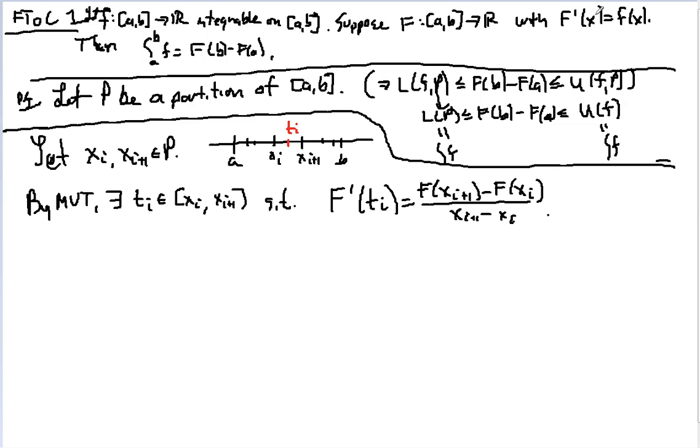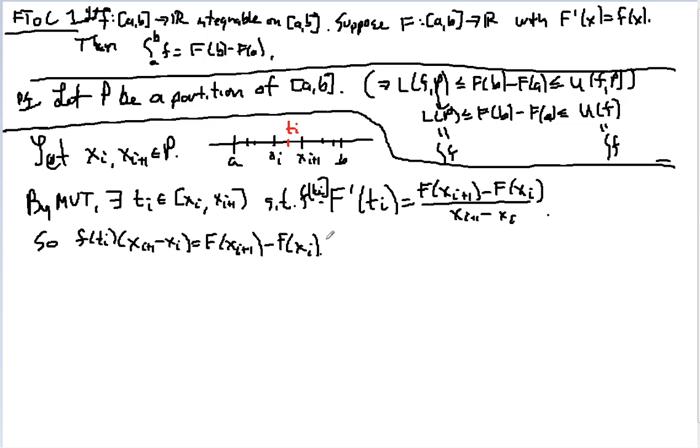But I know that F prime is equal to little f. So this gives me little f of t_i. So just rearranging here, I get little f of t_i times x_{i+1} minus x_i is going to be equal to, that was horrible, F of x_{i+1} minus F of x_i.